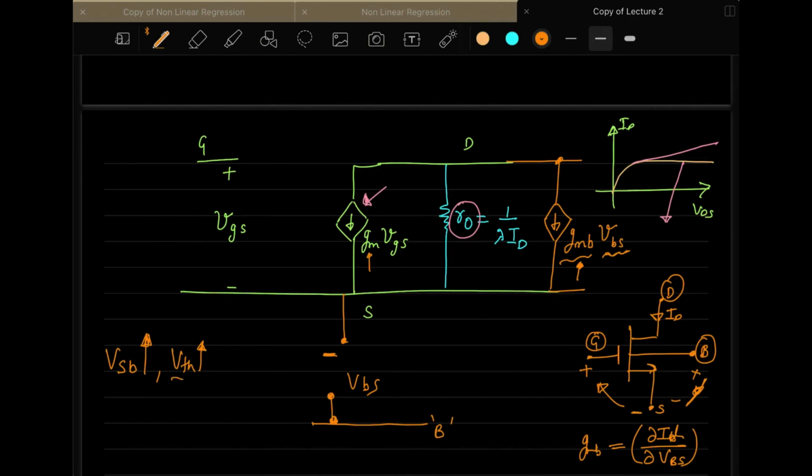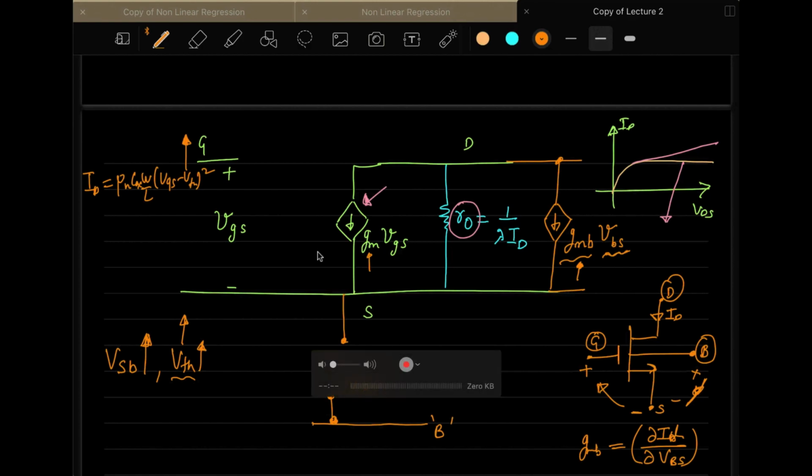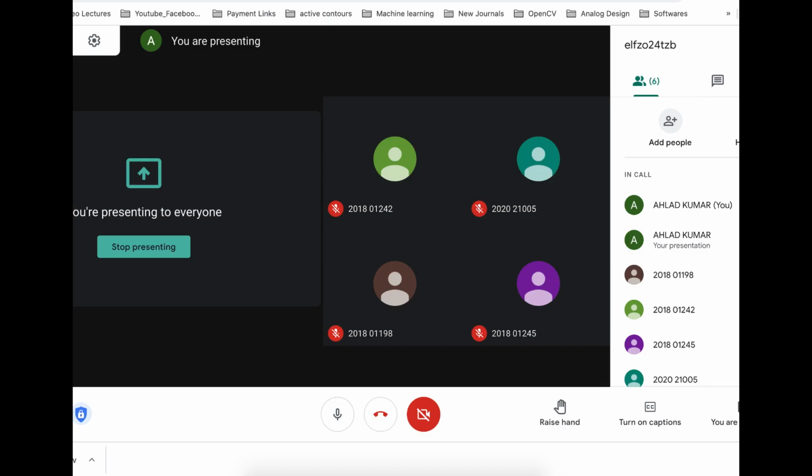So if VTH increases, you know that your ID is mu n Cox W by L (VGS minus VTH) squared. When your VSB increases, your VTH increases. So if your VTH increases, what can you say about the drain current? Can anyone tell me, if our VTH increases, will the drain current increase or decrease? Any one of you students? Any idea?